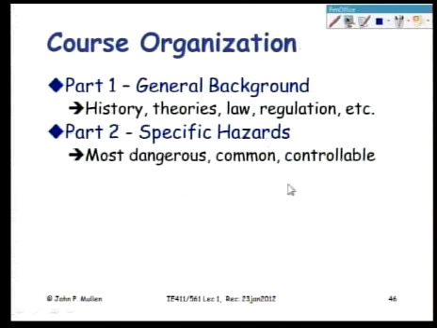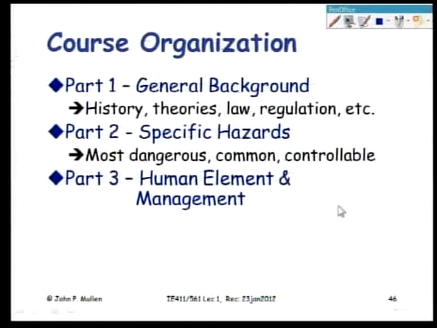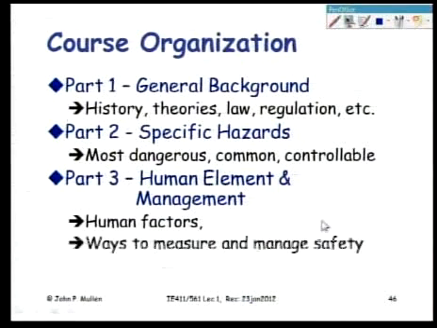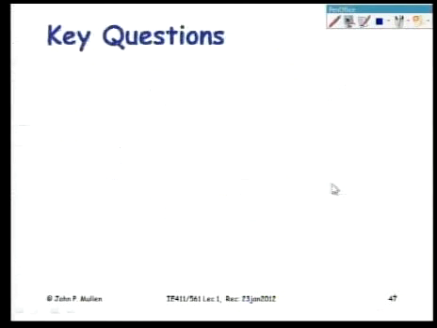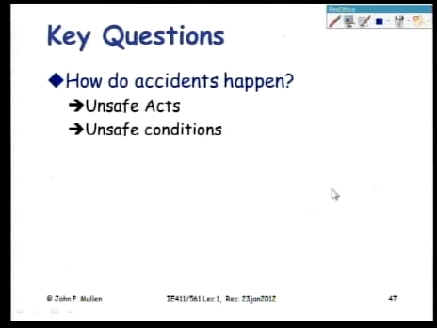Part two is specific hazards. We're going to look at the most dangerous, common, controllable types of environments. Part three, human and elements of management. We're going to look at human factors and ways to measure and manage safety for people who end up in that position. We're going to ask, how do accidents happen?